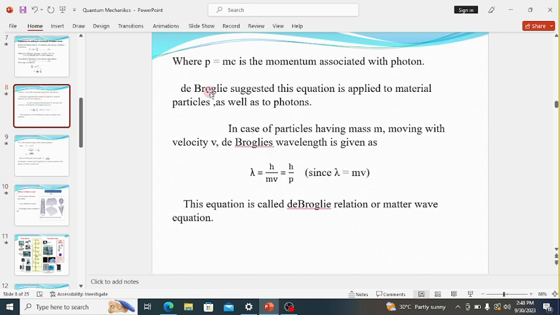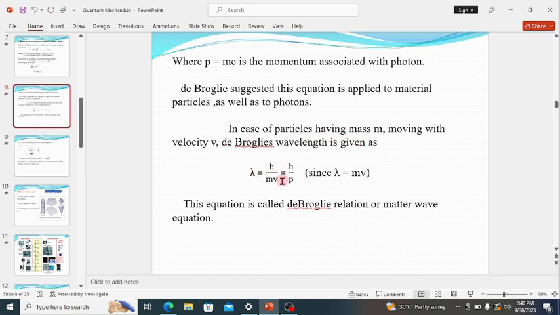Now see here, this equation is only for photons. But if I take particles other than photons, for example electrons, neutrons, protons, what will be the de Broglie's wavelength? If I consider any other particle having mass m, moving with velocity v, what will the de Broglie's wavelength be?